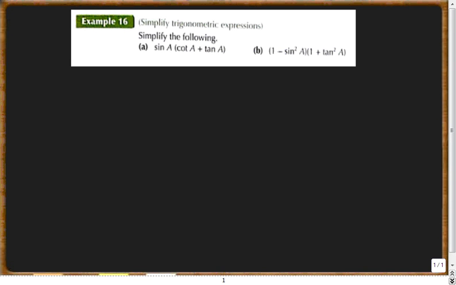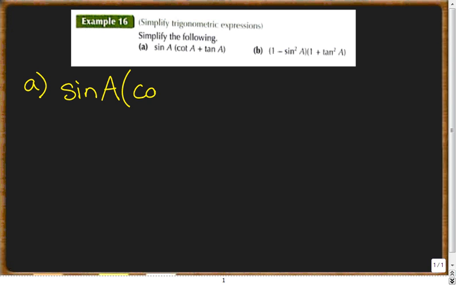Example 16 wants us to simplify trigonometric equations. So we have to think about what our identities are, and we may want to interchange them to make the simplest possible answer that we can. So we're normally looking to see if we can write things in terms of one trig function, maybe two at the most, and quite possibly even just a single number. That's very possible. So we look at A.